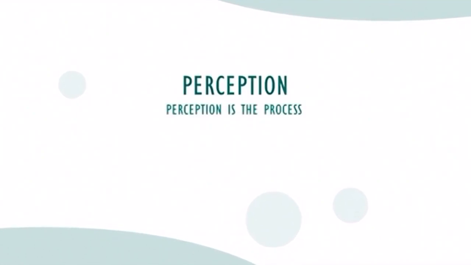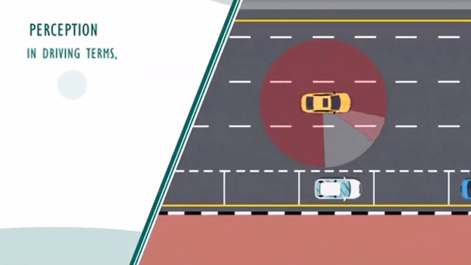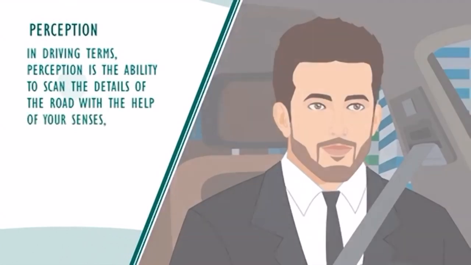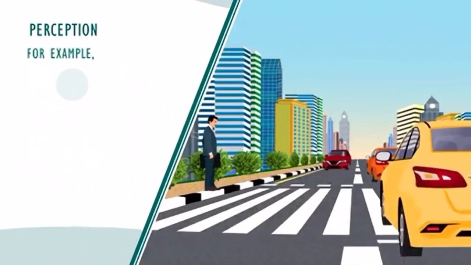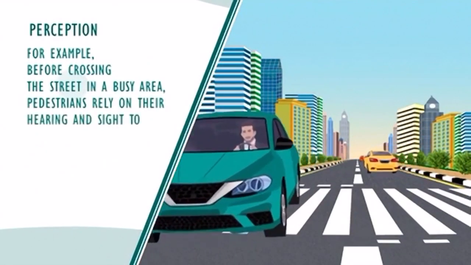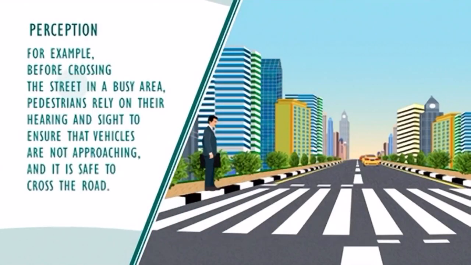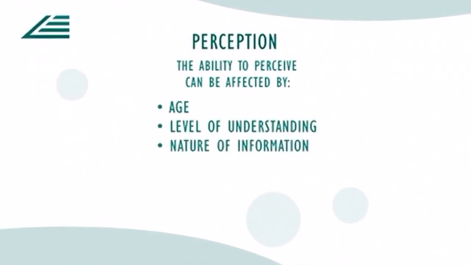Perception. Perception is the process of being aware of something with the help of sensory information. In driving terms, perception is the ability to scan the details of the road with the help of your senses in order to use that information to interact with the scenario. For example, before crossing the street in a busy area, pedestrians rely on their hearing and sight to ensure that vehicles are not approaching and it is safe to cross the road. The ability to perceive can be affected by age, level of understanding, and nature of information.